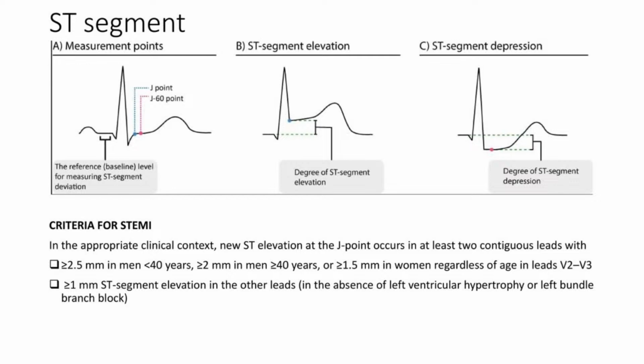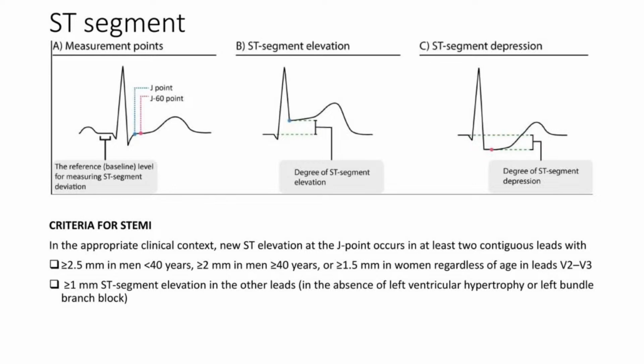So in the right clinical context, a new ST segment elevation at the J point in two contiguous leads, that is more than 2 millimeters in V2, V3 in men less than 40 years, or 2 millimeters in men more than 40 years, or 1.5 in women regardless of age, qualifies for STEMI. Now for all other leads, we use 1 millimeter. If you start reading ECGs, you realize that V2 often manifests some level of ST segment elevation, which is why the criteria is a much higher voltage, in order to improve the specificity. So all other leads, 1 millimeter of ST segment elevation at the J point.